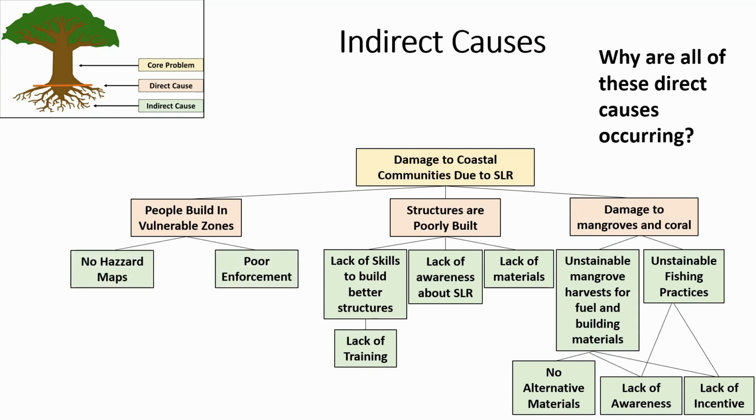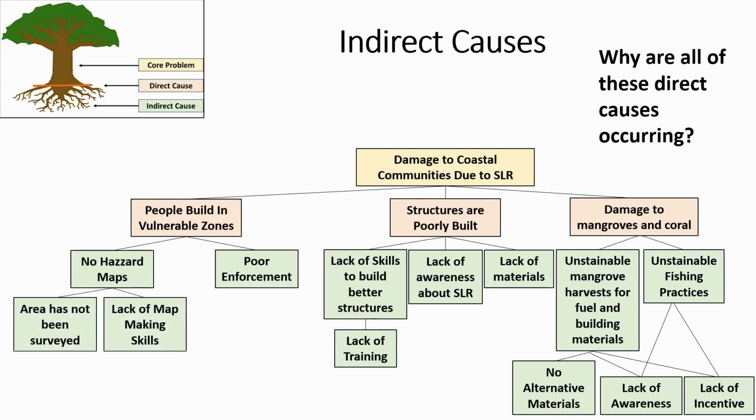Now let's look over here at people build in vulnerable zones. Well, why do they build in vulnerable zones? Well, there are no hazard maps, and also there's poor enforcement. No hazard maps. There's no maps of sea level rise or vulnerable zones, so people don't know what areas are vulnerable. And there's poor enforcement of codes. So maybe there are codes or zoning regulations in place, but they're not being enforced.